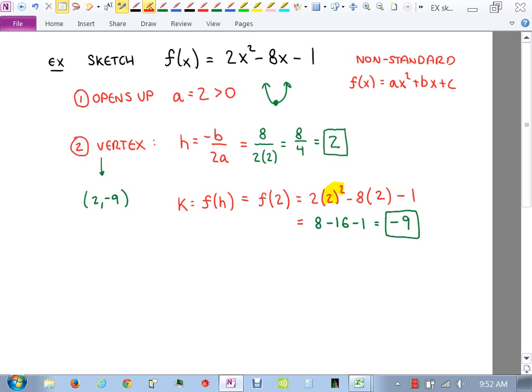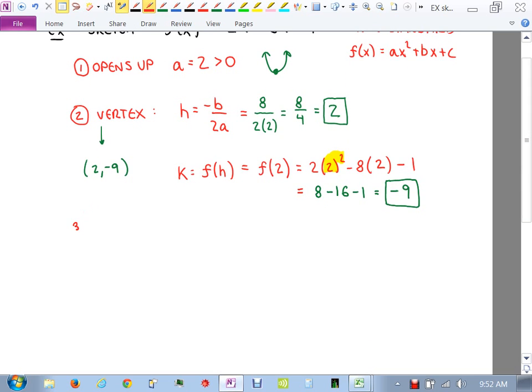And now I'm going to move on to step 3, which would be to do a quick sketch. So 2, negative 9, 1, 2, down 9, somewhere down there, and it opens up again, and so I have x-intercepts. And I have 2. On your homework, you had a problem that only had 1 x-intercept, right? All right, what now? I have 2 x-intercepts, right?